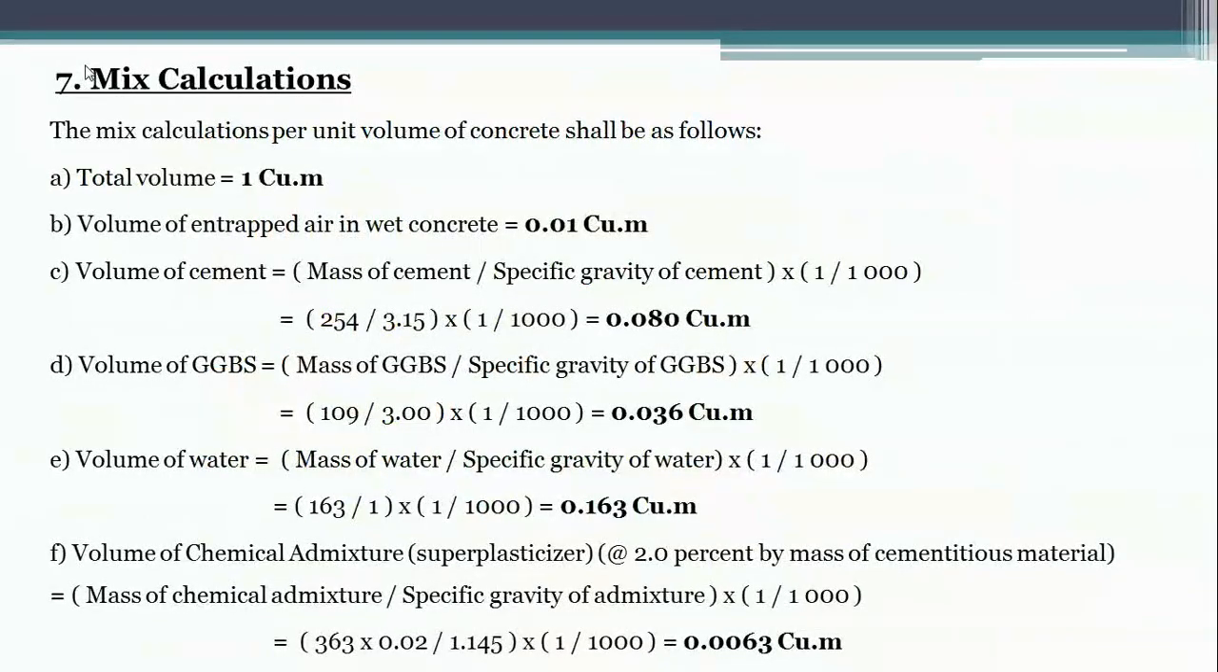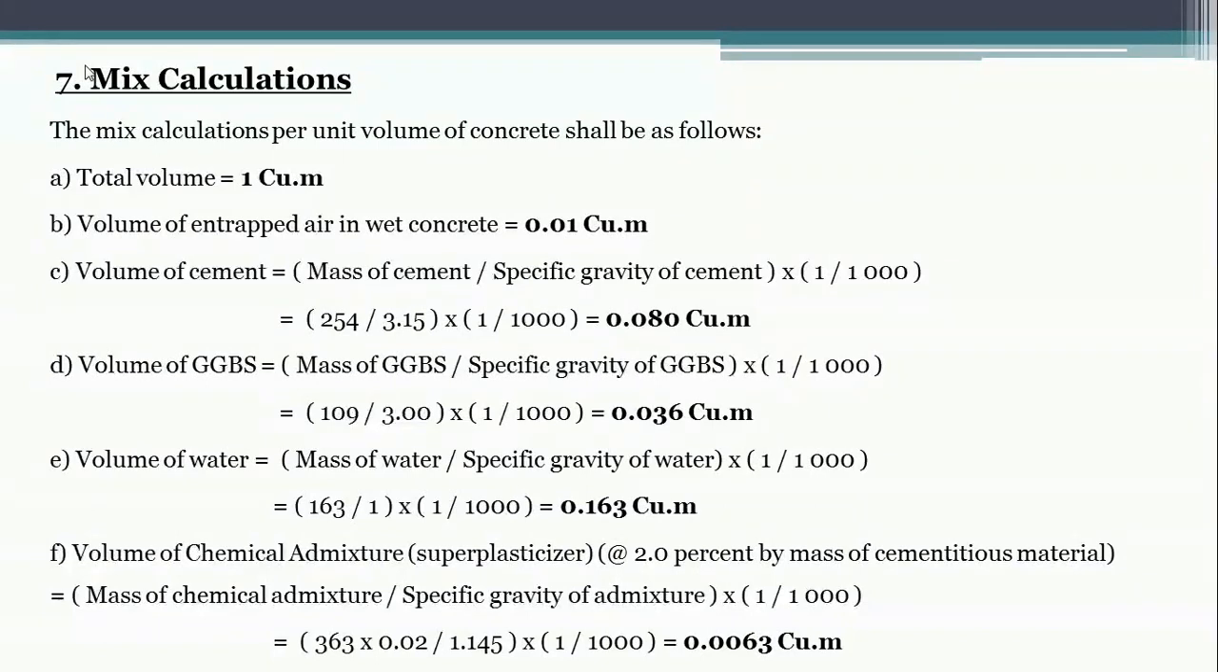Next, last is mix calculations. So the mix calculation is done for every batch of concrete, that is for 1 meter cube of concrete, you have to do the mix design. So volume of entrapped air in wet concrete is 0.01. We have calculated in the second step that the volume of entrapped air is 1%. So 1% means 1 by 100, 0.01 cubic meter.